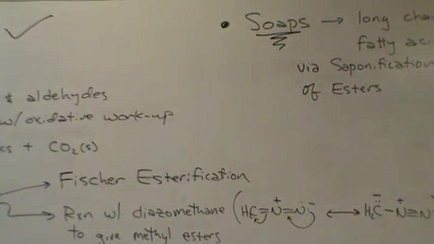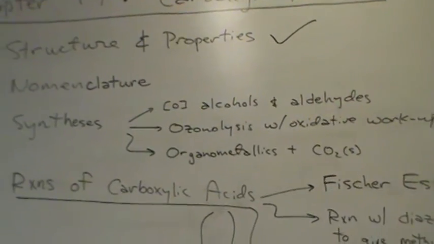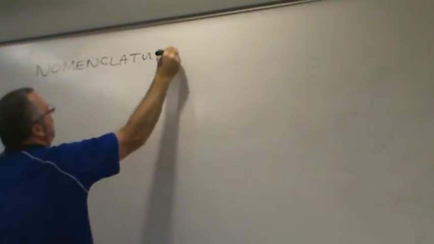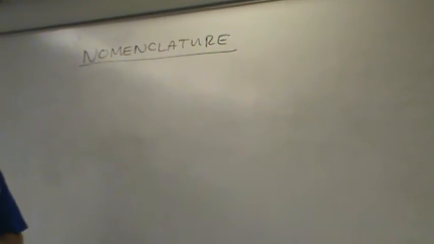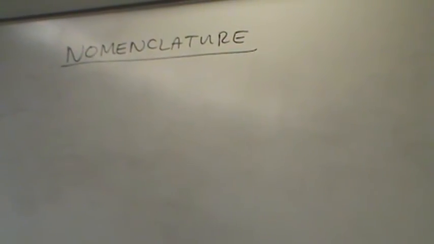So there's structure and properties. We've covered that. Let's move on to nomenclature. How are we going to name these compounds? Well, as we've been learning, as we move on in organic chemistry, there's not just one naming convention for a lot of these carbonyl-containing compounds. You might remember that with ketones, for example, it was possible to name them in at least two different ways.